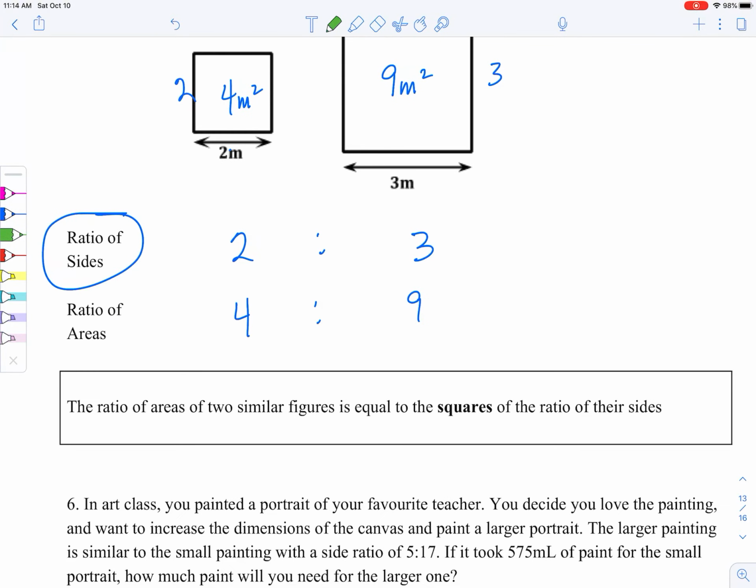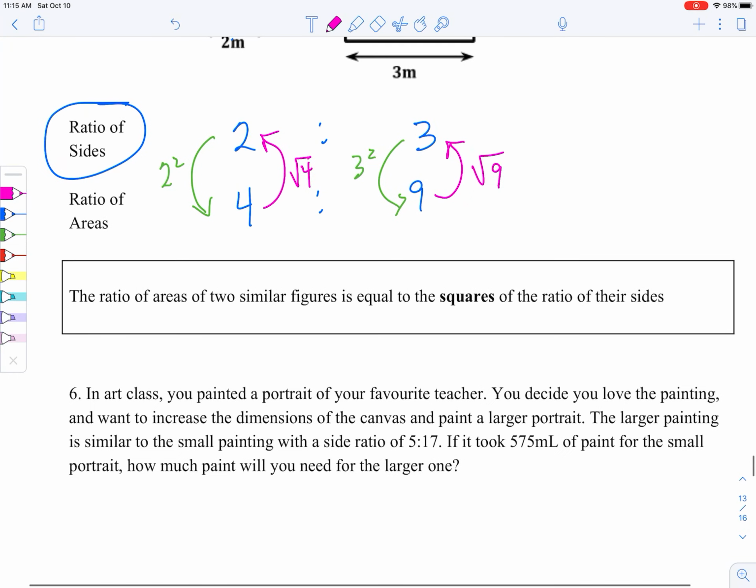And so if we're going from sides to areas, we're going to square it, 2 squared, and then 3 squared. If we wanted to go backwards, we could square root it. So if we had to go from areas to sides, we could square root the 9 or square root the 4, and both would give us the sides. It comes down to this rule. So highlight this, put something in your notes.